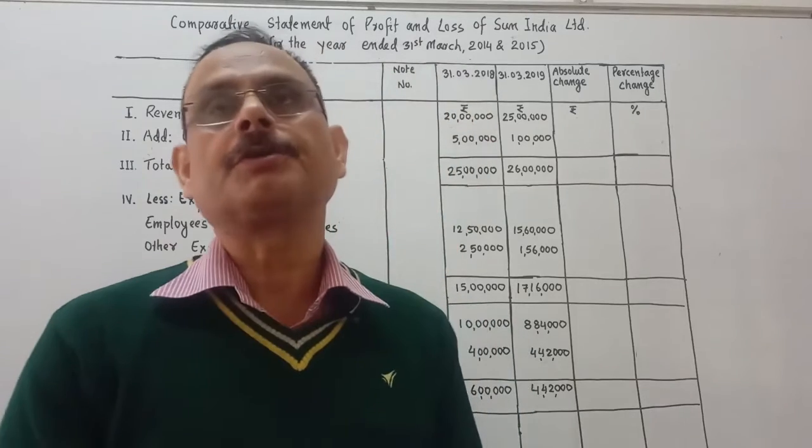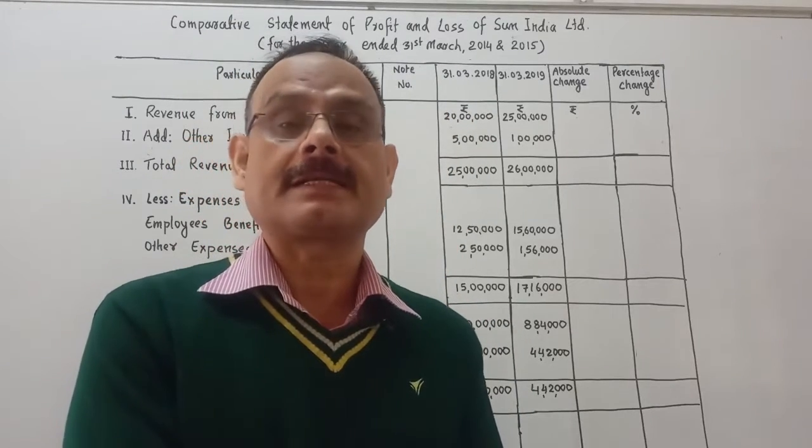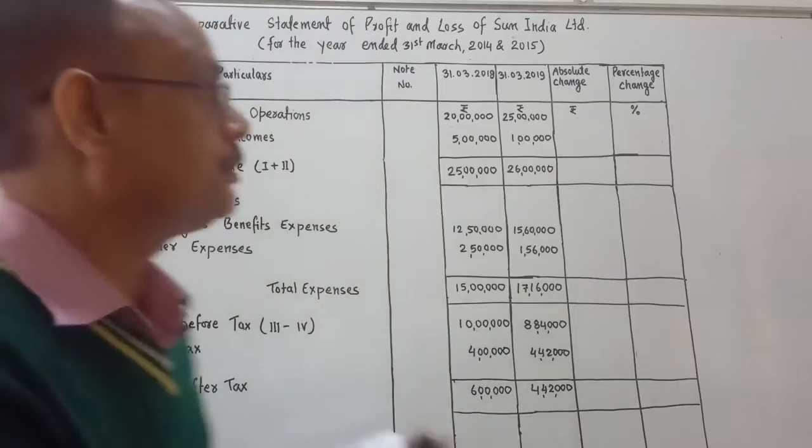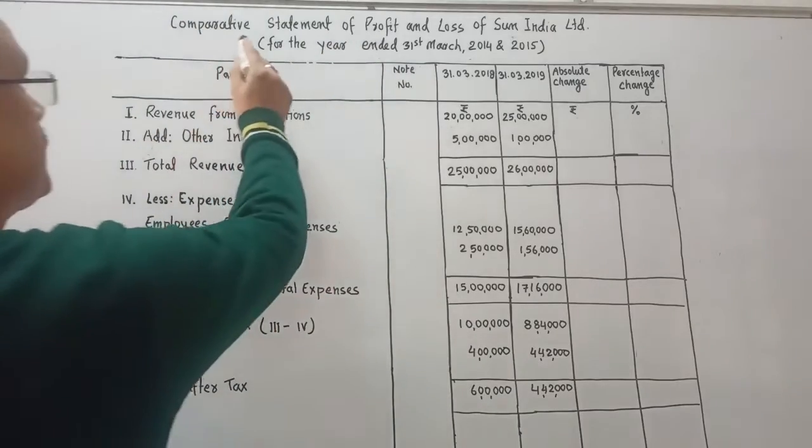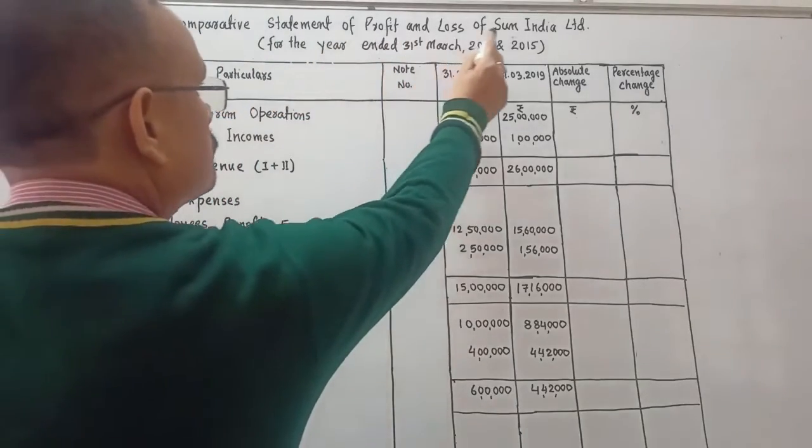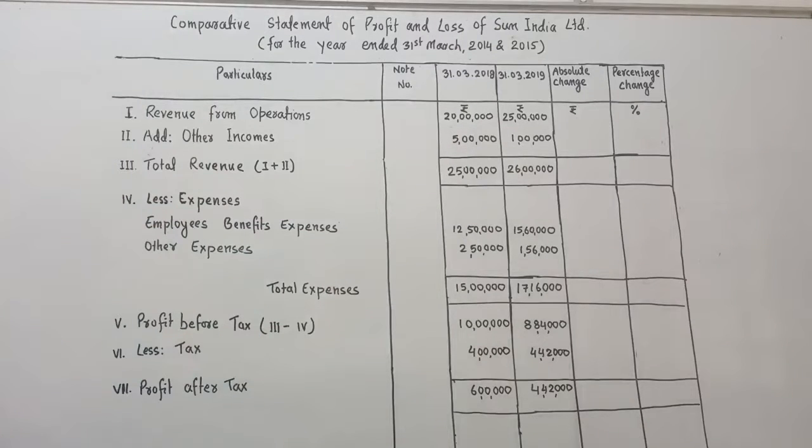So first of all we will draw the format as per the prescribed format. Comparative statement of profit and loss will be the heading. This will be the heading.